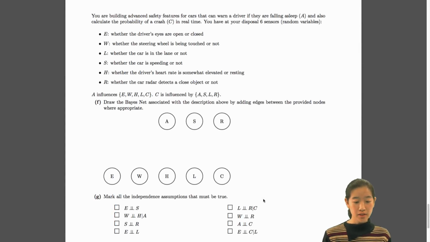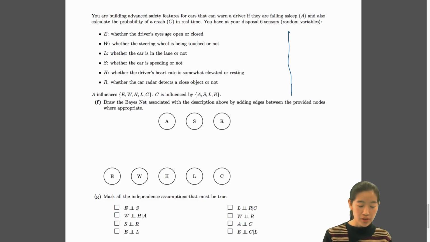Okay, so now let's start with this question where we have an actual scenario. So we want to build an advanced safety feature for this self-driving car, and we have a few things that we depend on: if the driver's eyes are open or closed, if the steering wheel is being touched or not, if the car is in the lane or not, if the car is speeding or not, the driver's heart rate, and the car's radar. So we want to use that to see if they're sleeping or if they might crash.